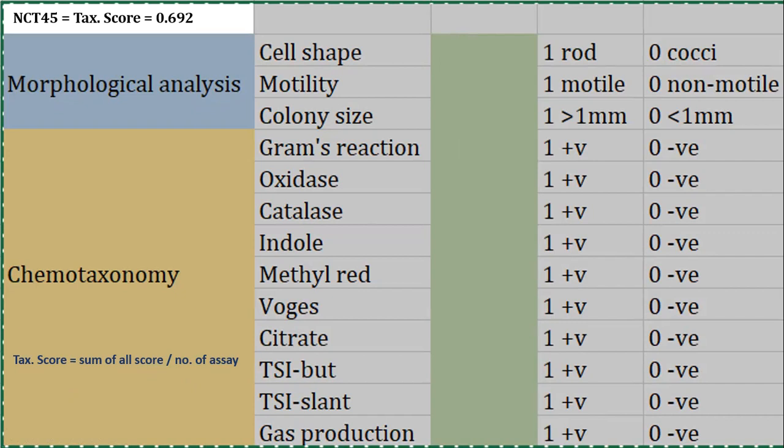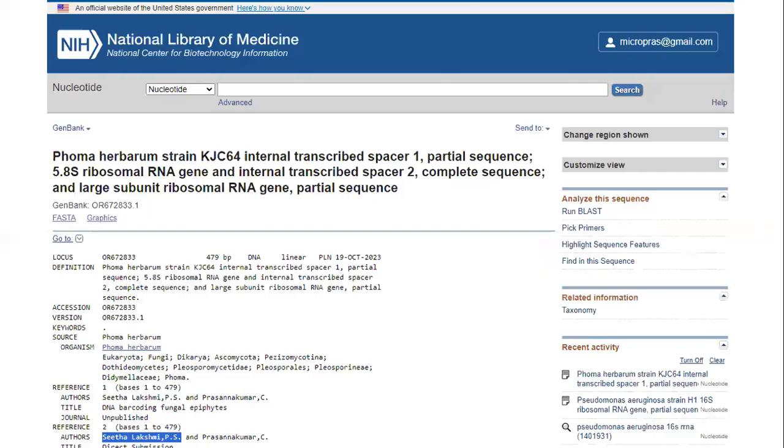Once you have this score for all your 32 species, based on similar scores, you can again look up the heat map to see whether they are really similar or they vary somewhere else. So tax scores can also be calculated.